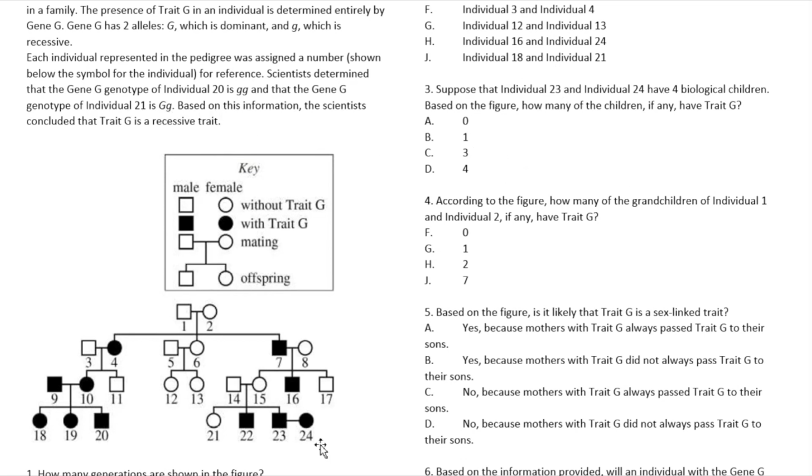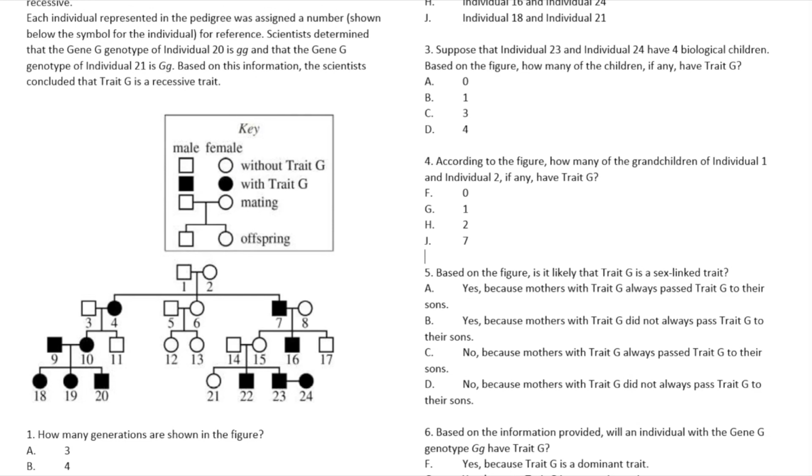So let's take a look at 23 and 24. They both have trait G, and because it's a recessive trait, we know that they both have both lowercase g's in their genomes. So therefore, if you take any combination, they will also always be all lowercase. So in this case, that means that all of their children, all four of them, will have trait G. So here D is the correct answer.